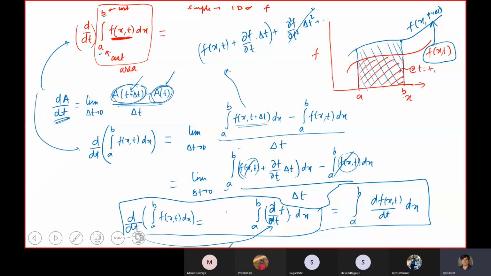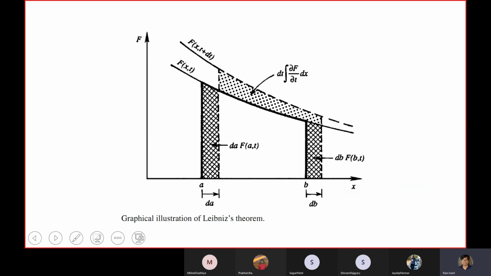Now let us take a complicated case where a and b are functions of time, and then I will relate everything with our mass conservation, how we are going to look into the mass conservation as a whole. Okay, let me do that.